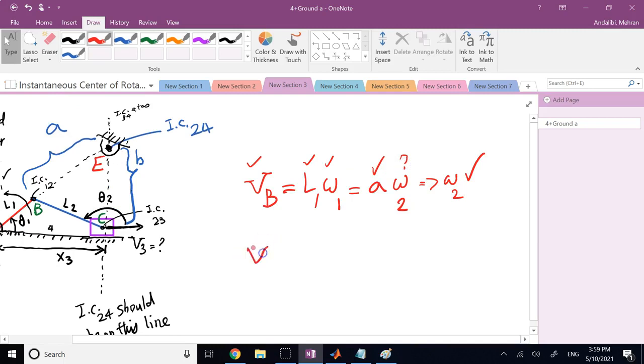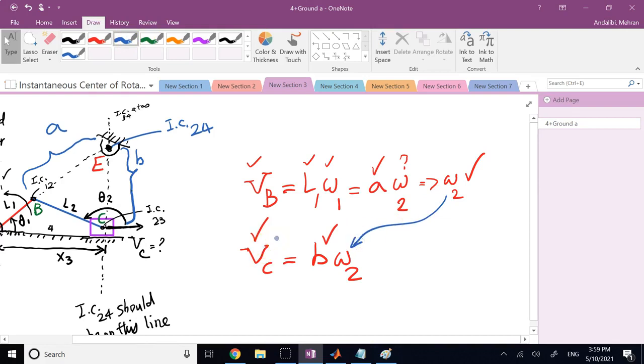And now point C, which is what I care about, correct? V of 3 or V of C, if you want to call it. Let me call it V of C. Since C belongs to member 2, 3, and is rotating about E, if I find the distance of C to E, which is B, multiplied by the same omega 2, then that will give me what? And remember, B I can find through geometry. Omega 2 I already found.